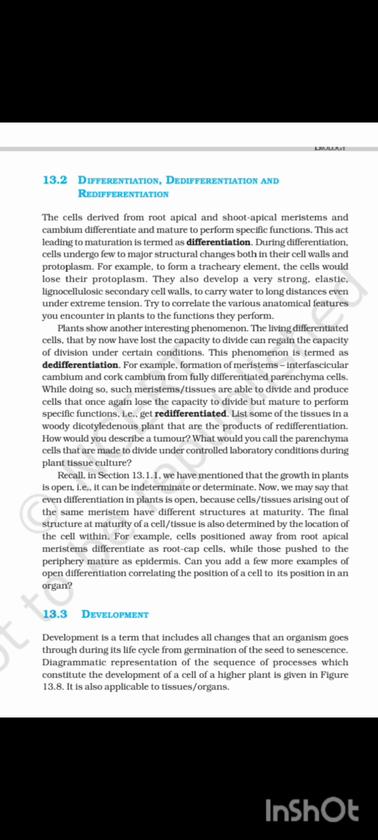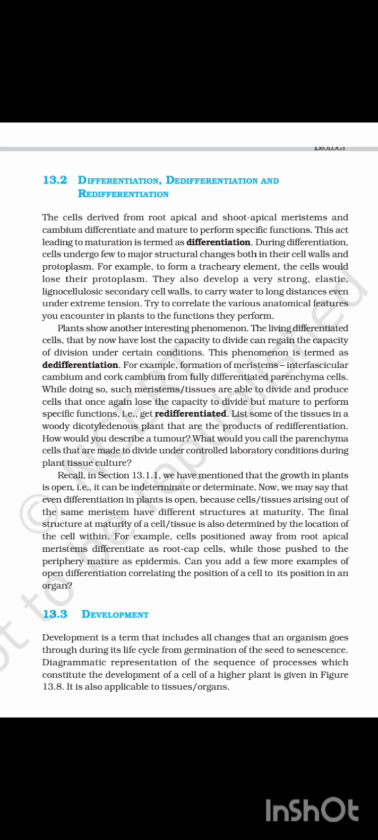During differentiation, cells undergo few to major structural changes both in their cell wall and protoplasm. For example, to form a tracheary element, the cell would lose its protoplasm. They also develop a very strong, elastic lignocellulosic secondary cell wall to carry water over long distances even under extreme tension. Try to correlate the various anatomical features you encounter in plants to the functions they perform.